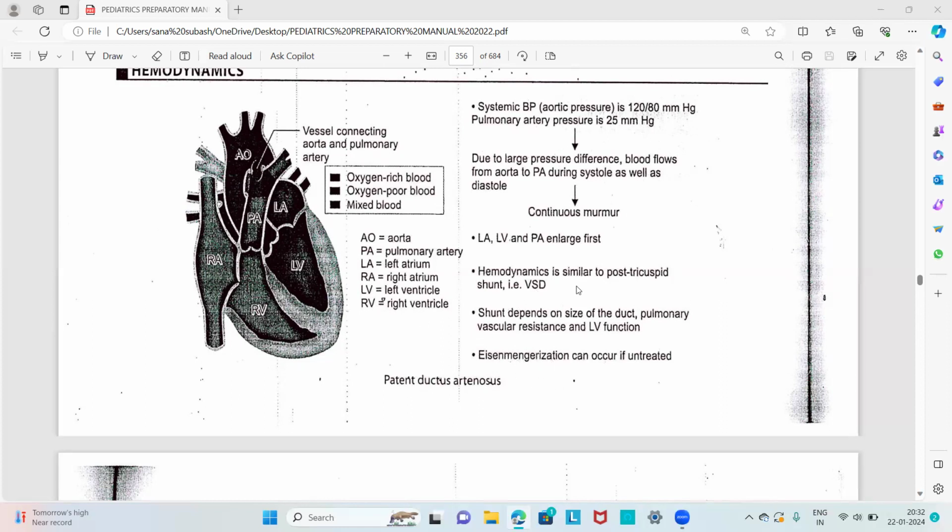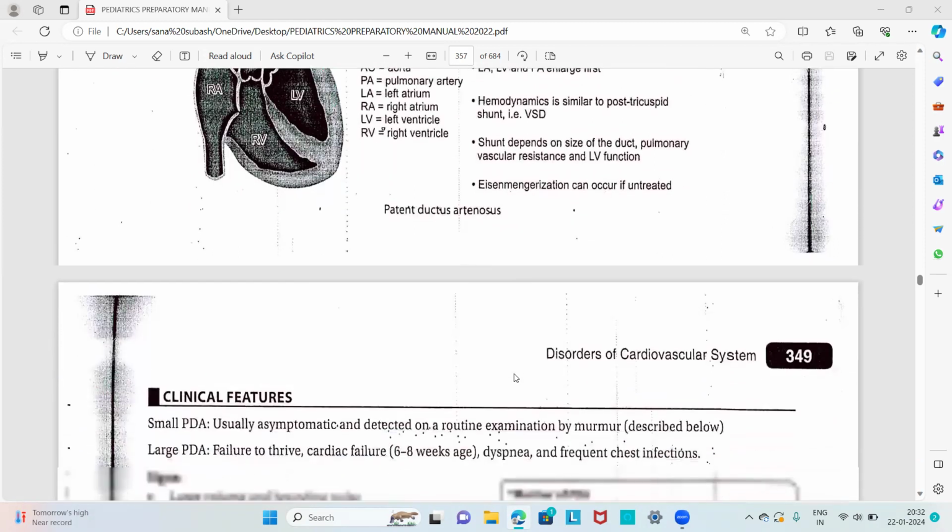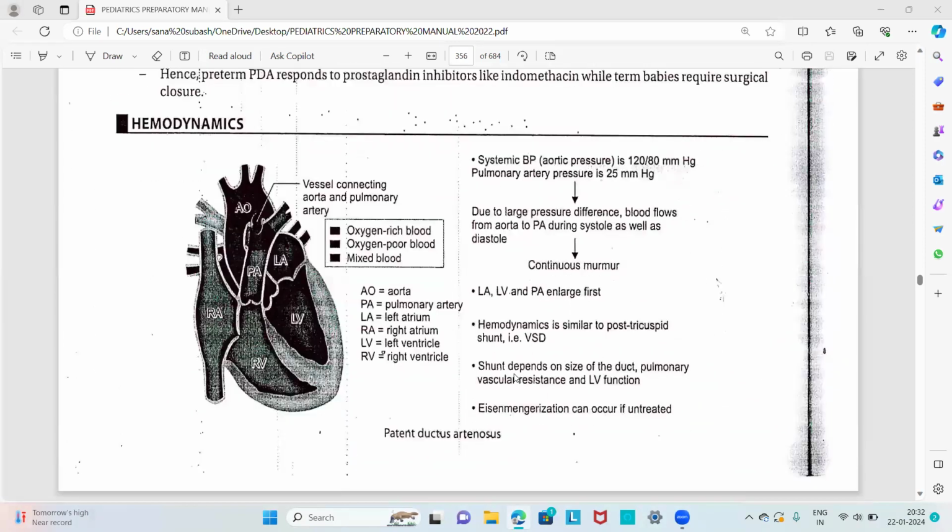If the patent ductus arteriosus is untreated, it results in Eisenmengerization, that is reversal of the shunt. Usually the shunt is from left to right, from the aorta to the pulmonary artery. But if untreated, the shunt reverses and flows from right to left. That is called Eisenmengerization, and it results in cyanosis. So that is all regarding the hemodynamics.